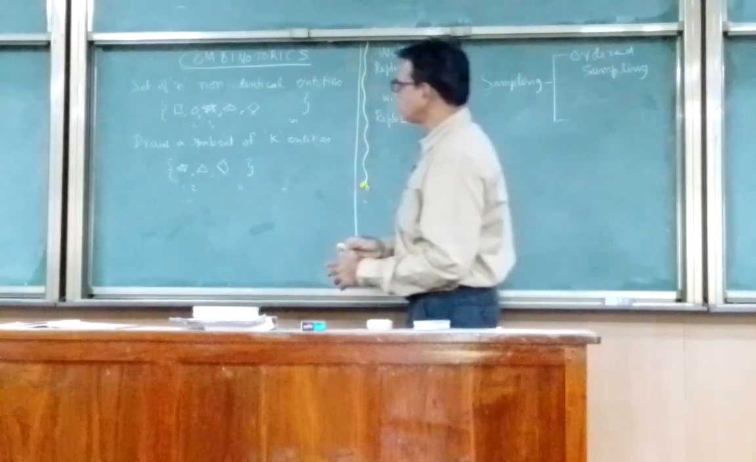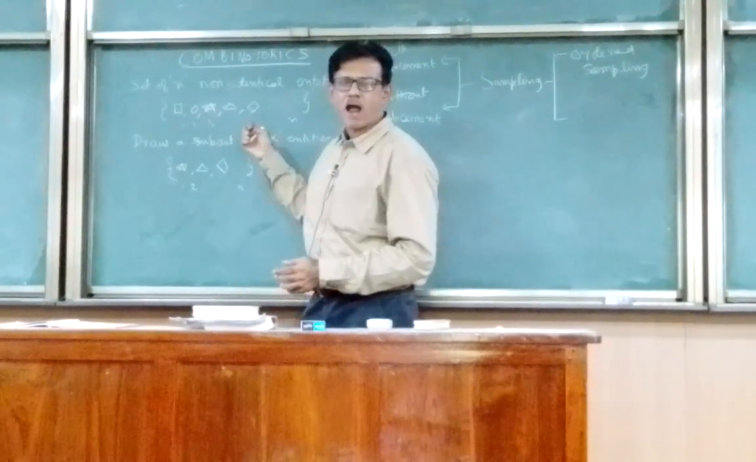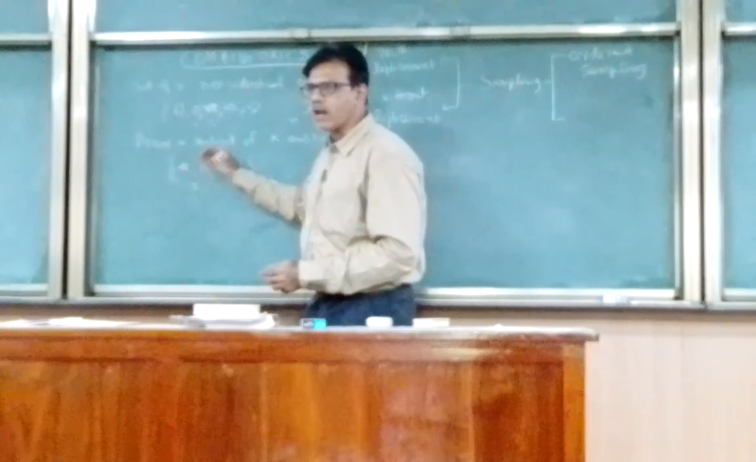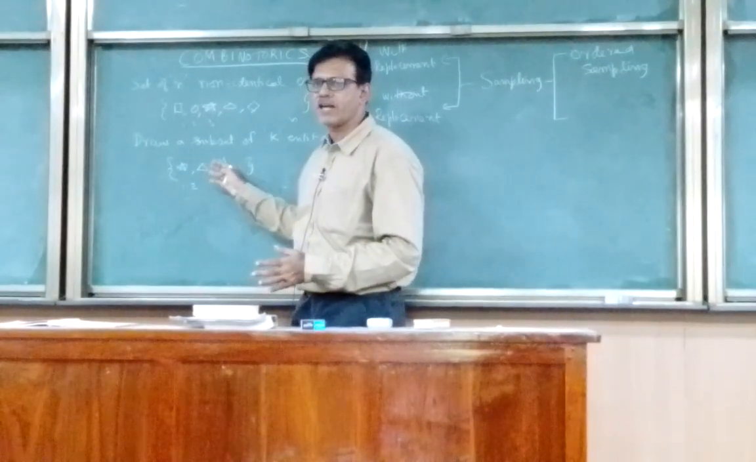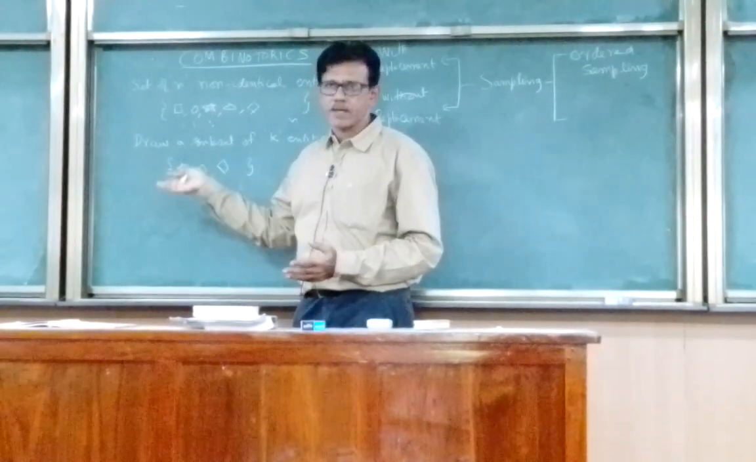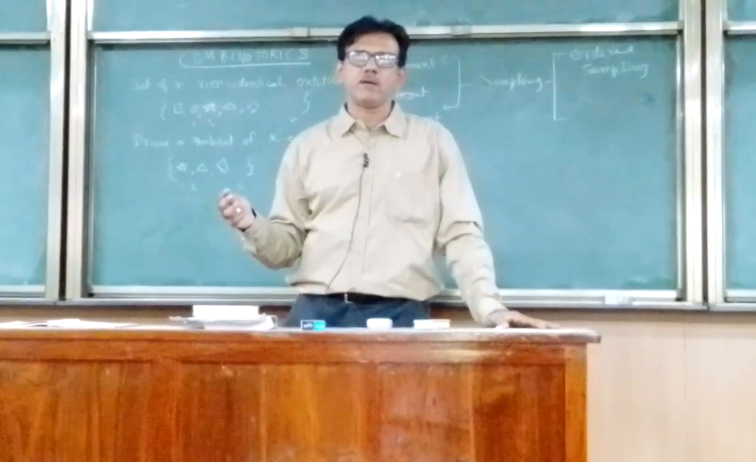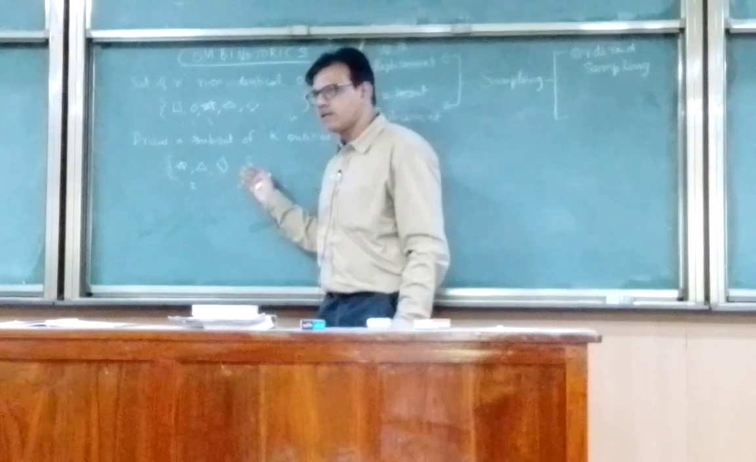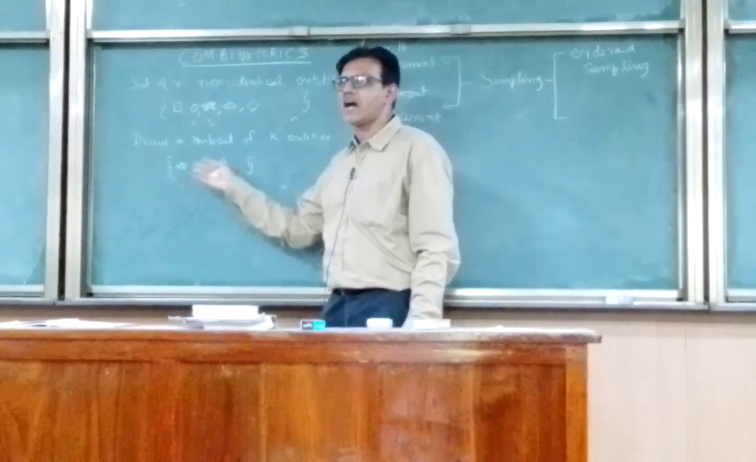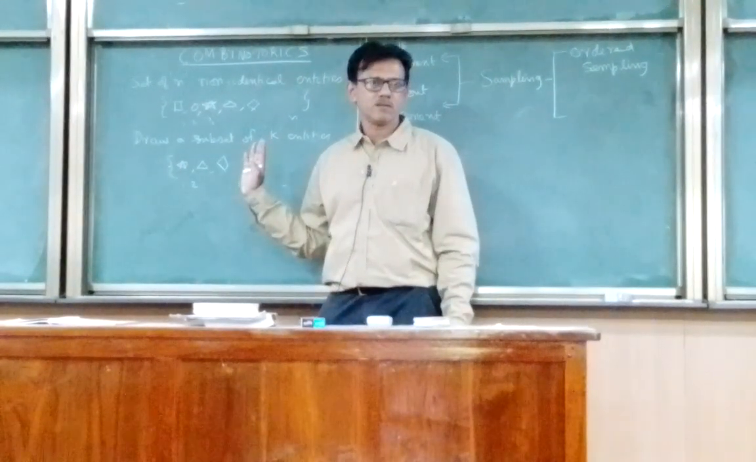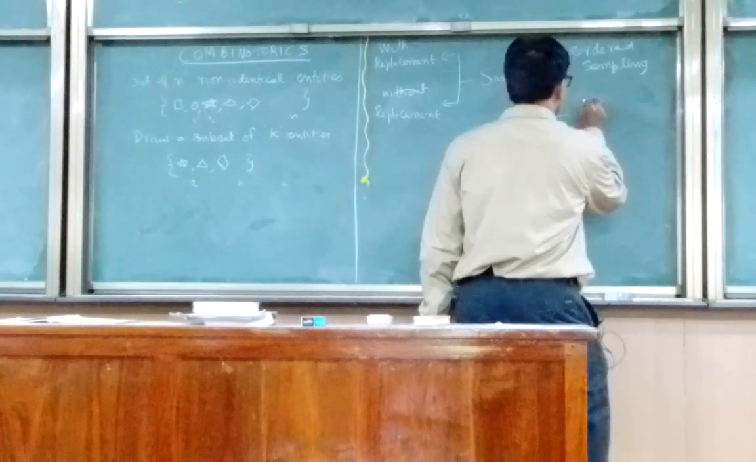The other way is, you pick it and put it in one set in such a way that you don't remember the order. You don't care about it. You don't care about the order in which it is picked, and you don't have to adhere to any arrangement in the set. That is called unordered sampling.